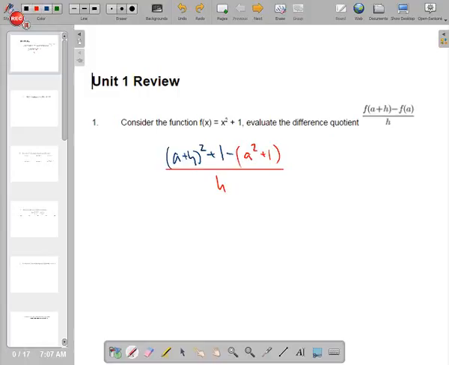So one big thing here, when you FOIL this, you do not just distribute exponents. That doesn't work. You need to write it out. 2ah plus h squared minus a squared, and then minus 1 when you distribute the negative. So that's all over h.